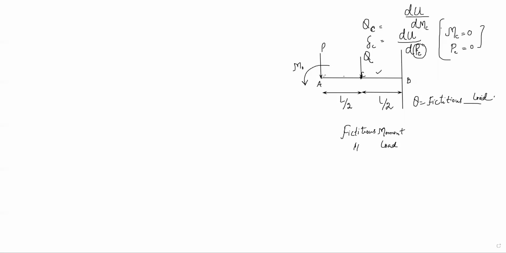So for the region going from 0 to L by 2, for this half region, write down the bending moment equation. The bending moment equation will come out to be: M as a function of x will be equal to minus M naught minus P into x. This is for this region.